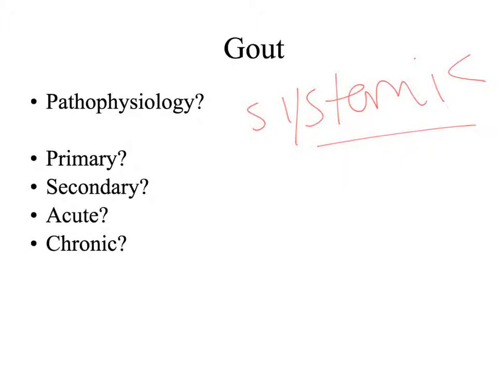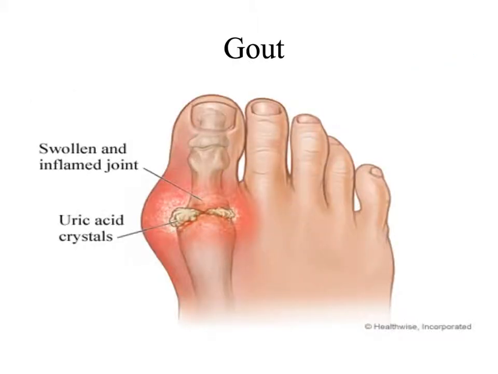So to review, gout is a systemic disease in which urate crystals deposit in joints and can be in other body tissues. Primary gout results from a disorder of purine metabolism. So it's a metabolism issue. Secondary gout involves excessive uric acid in the blood caused by some other disease. This is a picture of how the uric acid builds up in the joint.